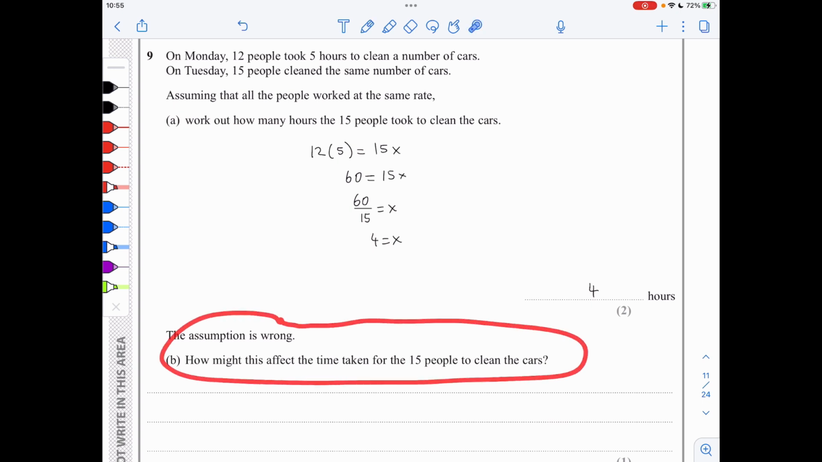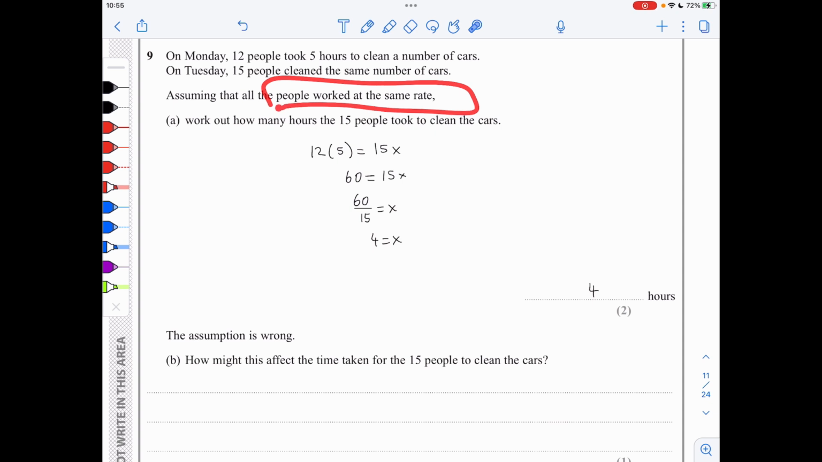the time taken for the 15 people to clean the cars. Now it's obvious that if people do not work at the same rate, then it is possible that we might take either more than 4 hours or less than 4 hours to clean the cars. So we could say that they could take more or less than 4 hours to clean the cars.